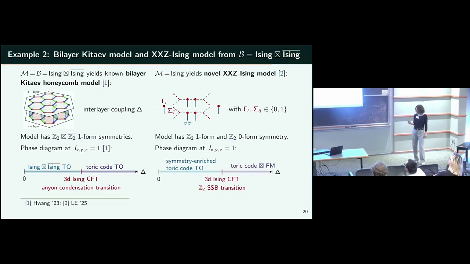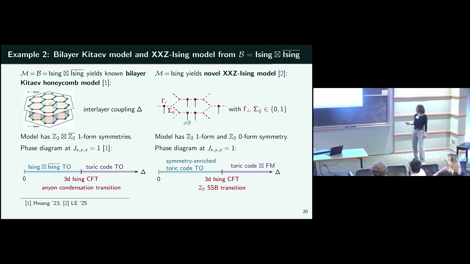And then again, we can play the same game and pick a module tensor category over Ising times Ising. So we can just pick basically 1 copy of Ising. Then we get some different model on a different Hilbert space. It's again a tensor product Hilbert space of qubits. We have qubits on these red vertices and also qubits on the red links. And now we have a Z2 1-form symmetry as well as a Z2 0-form symmetry.